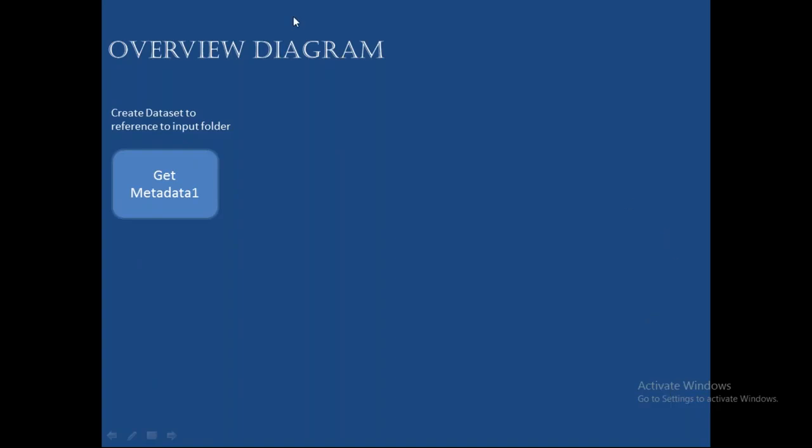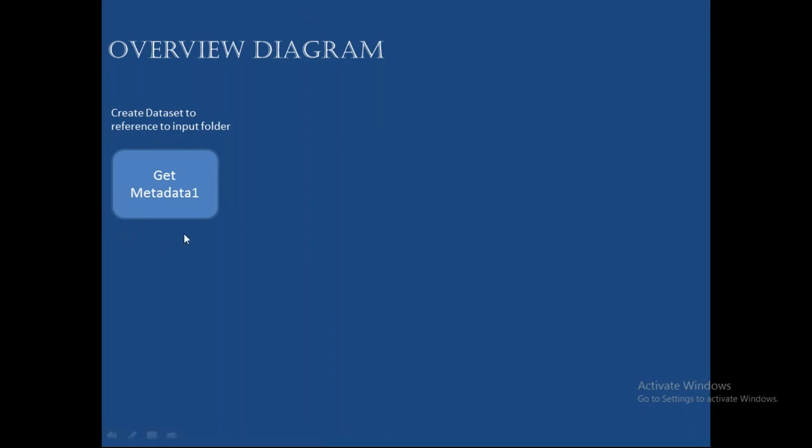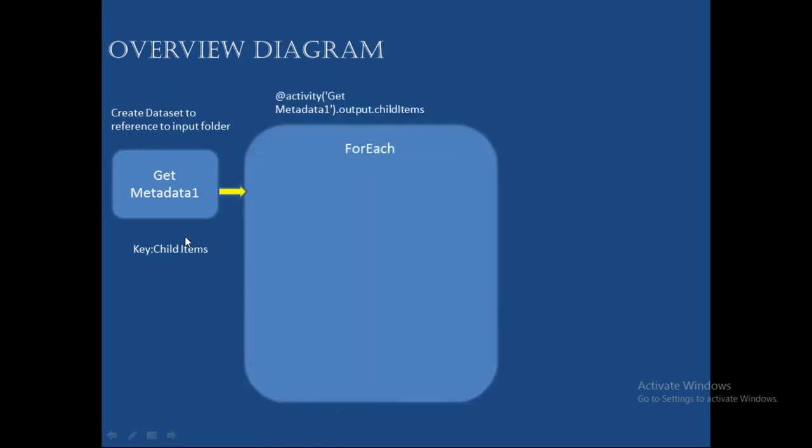One more mistake, one second. Here, the key I need to use is child items. See, I am just in get metadata, key I am using child items. Okay, when you ask child items, it is going to give you emp.csv and cust.csv. These two files I want to pass to the for each. How will I pass? At the rate activity of get metadata dot output dot child items. When you ask child items, it is going to give you those two items.